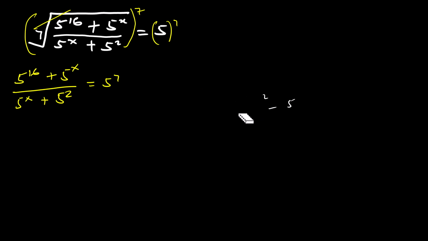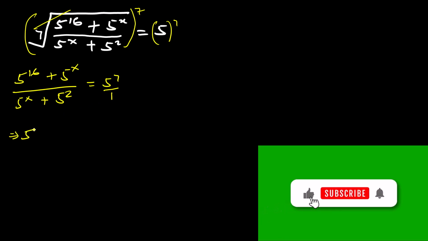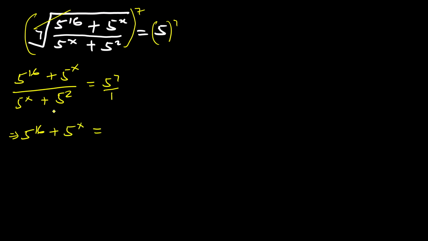Alright, so we can do cross multiplication. We can make this side over 1. So 1 times this gives 5 exponent 16 plus 5 exponent x. Then this one will multiply this, so we have 5 raised to 7 times, I'm using brackets for multiplication, this. Very simple.